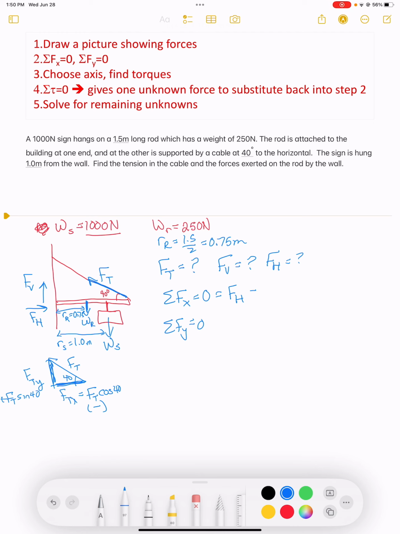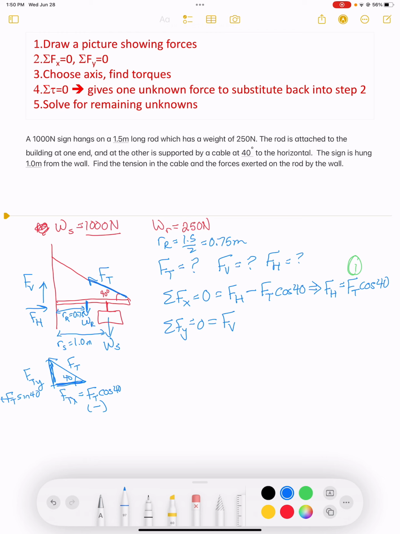All right, so I'm going to have FH minus FT cosine 40 equals 0, so that means that FH is equal to FT cosine 40. Okay, so we don't know FH and we don't know FT, but you can see that using this equation, and let's call this equation 1, using that equation, if I know FH, I can get FT or vice versa. Okay, what do we have in the y direction?